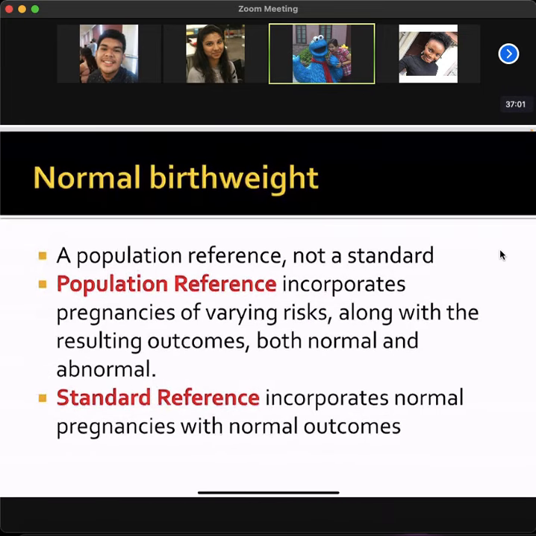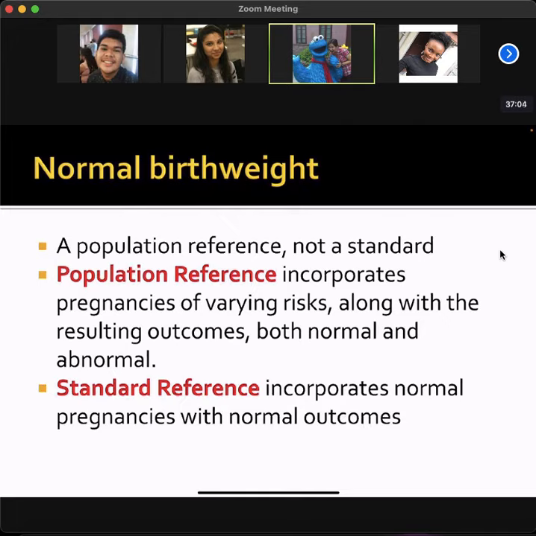So what is a reference for a normal birth weight? A normal birth weight is different, as I have told you a while ago. It should be a population reference, and a normal birth weight is not standard for all races. It should be dependent on the population. So instead of using the standard reference, which incorporates normal pregnancies with normal outcomes, we use the population reference. This incorporates pregnancies of varying risks along with the resulting outcomes, both abnormal and normal.